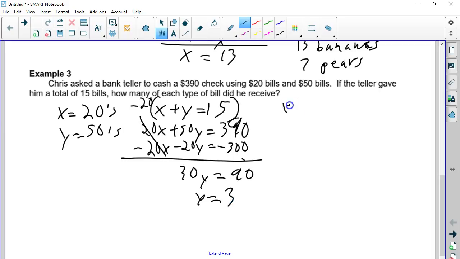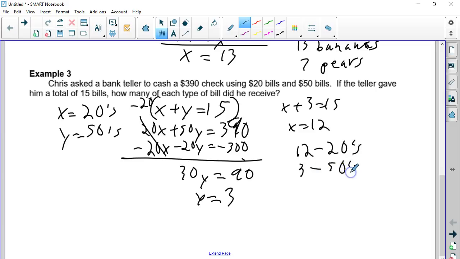Go back to my original equation. X plus 3 equals 15. X equals 12 after I subtract 3. So that means I got 12 $20 bills, and I got 3 $50 bills.